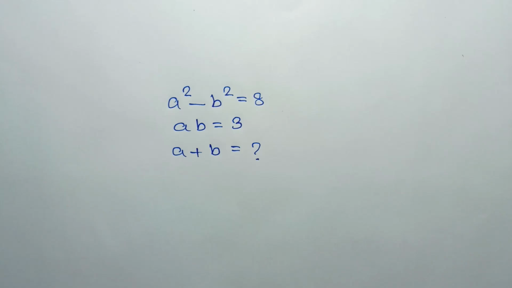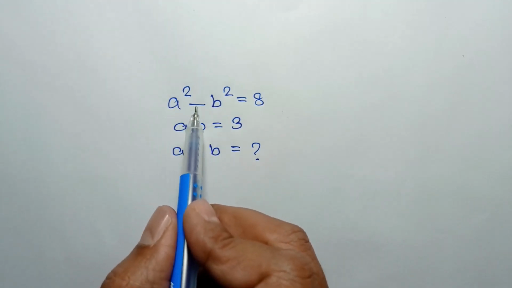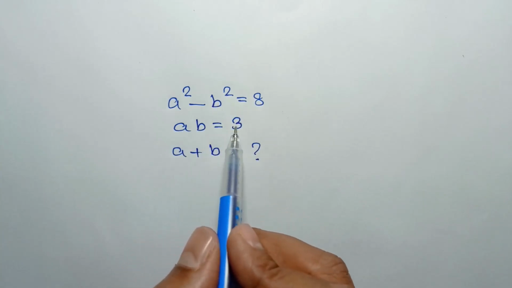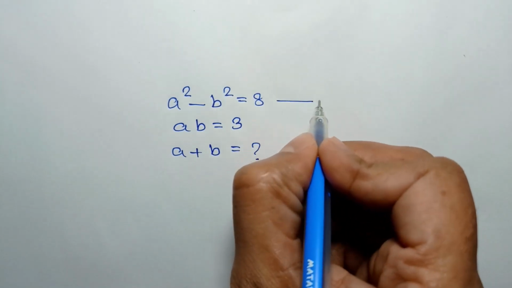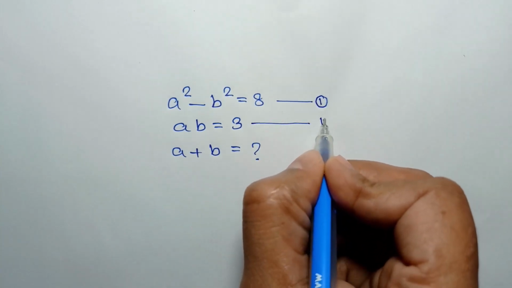Hi everyone, in this video I am going to show how to find the value of a plus b where a square minus b square is equal to 8 and ab is equal to 3. Let's call it equation number 1 and this equation number 2.